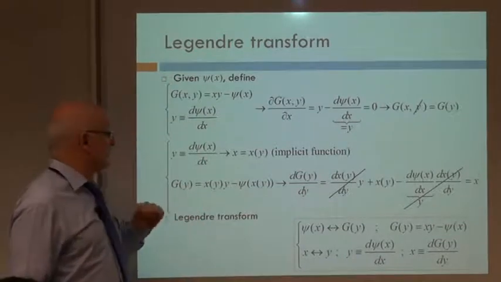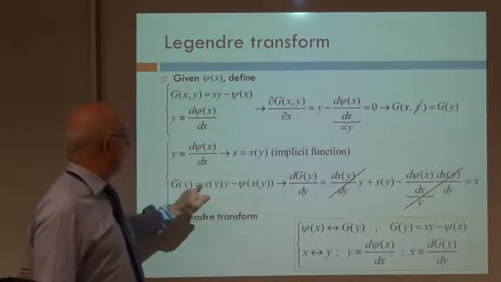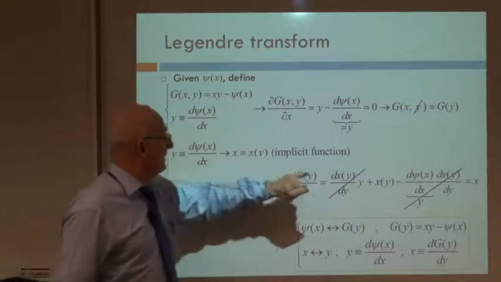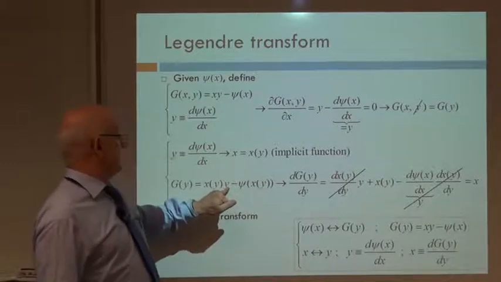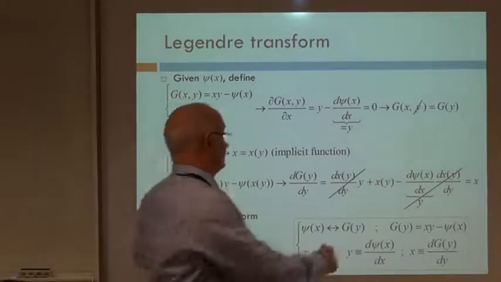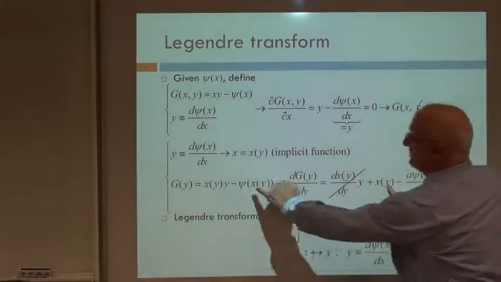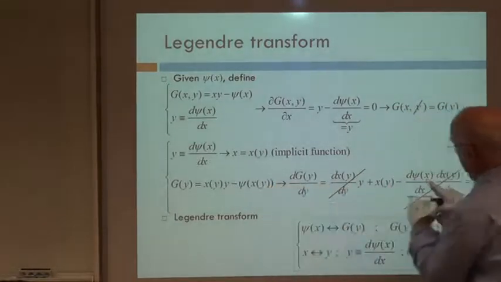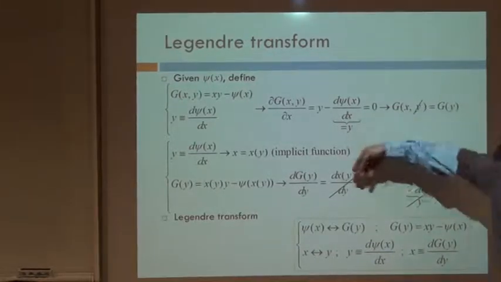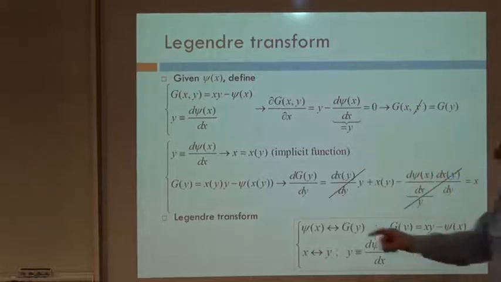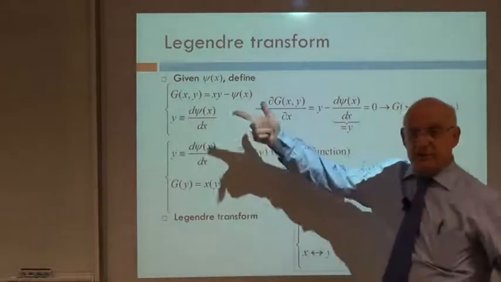But look, what happens if I differentiate g with respect to y? Let's do it. I differentiate g with respect to y: it is the derivative of x with respect to y times y, plus x, the derivative of y with respect to y, which is that. And then minus the derivative of phi with respect to x times the derivative of x with respect to y. And I realize that these terms are the same, so they cancel. So finally, the derivative of g with respect to y is x. So that assumption here is now reversed.